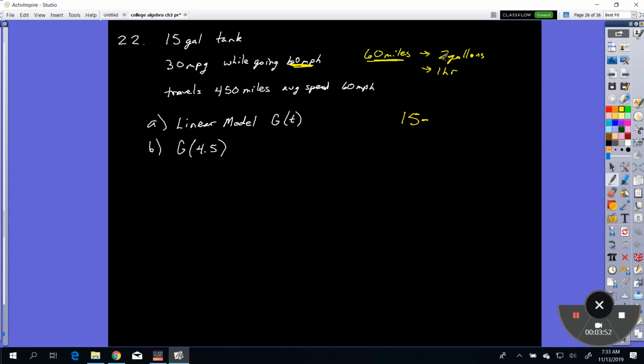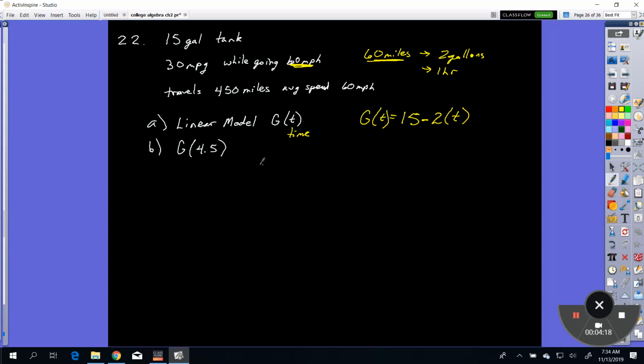So for the amount of gallons, see this t, that means with time. For every hour I use 2 gallons, so t is in hours, and I use that many gallons. So that's how many gallons of gas I have left with respect to time.